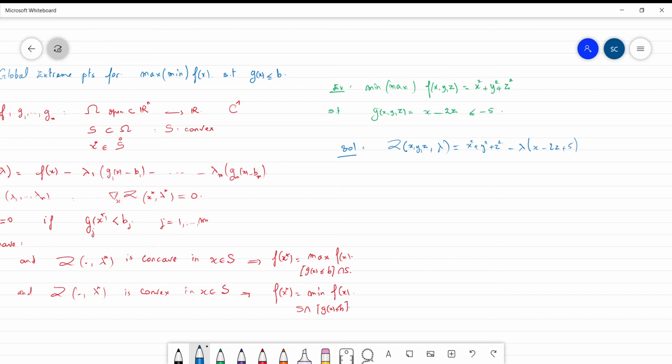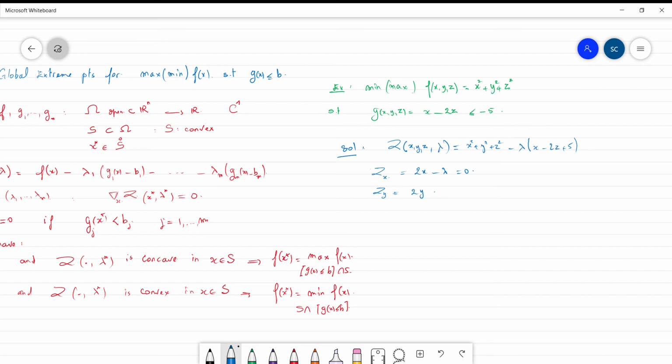Okay, so we solve the system, which is not linear. Lx gives 2x minus lambda equals 0, Ly is 2y, which equals 0, and Lz is 2z plus 2 lambda equals 0. Then we add non-negativity: lambda is 0 if we have the strict inequality, x minus 2z strictly less than minus 5.